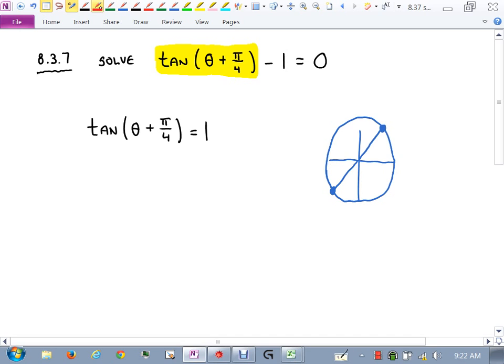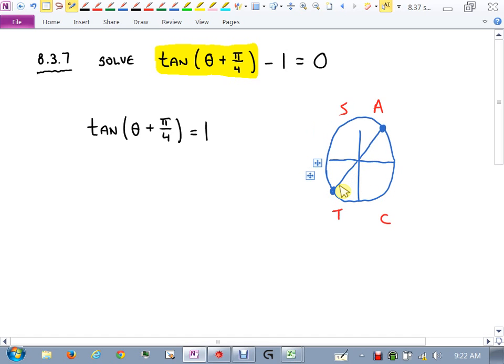Remember the whole all students take calculus. Those give you the quadrants where the trig functions are positive. So tangent is positive over here, but it's not positive here. So that's why it couldn't be there, because 1 is positive. And then down here, but not here. So these are the only 2 solutions.